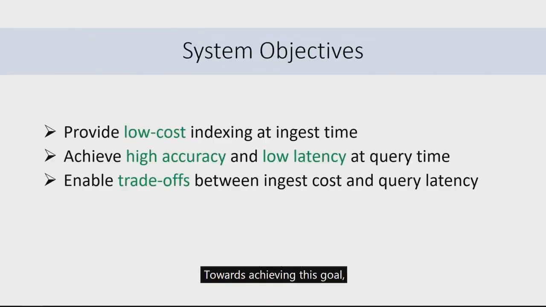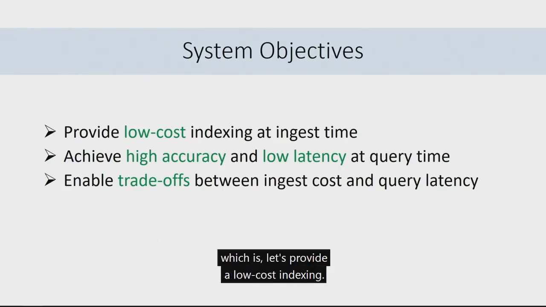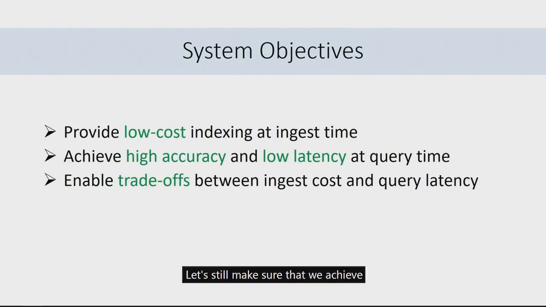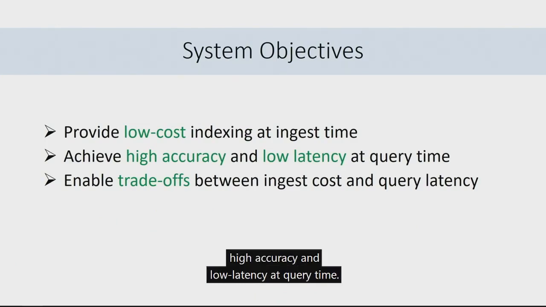And towards achieving this goal, there are three main objectives. Let's provide low cost indexing. Let's still make sure that we achieve high accuracy and low latency at query time. And finally, as you can guess, this is a system that needs us to make hard choices, these trade-offs between ingest cost and query latency.